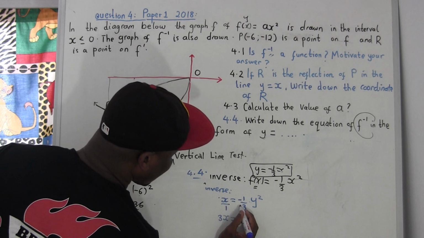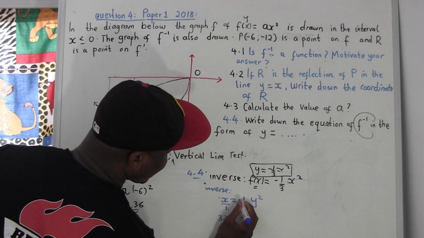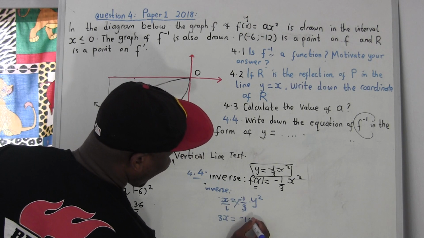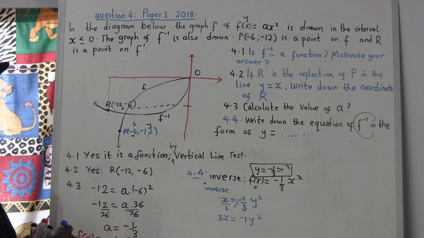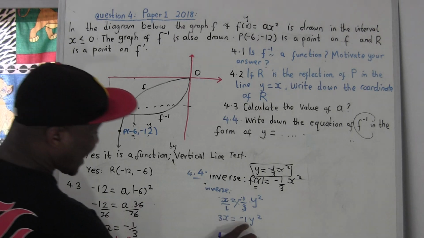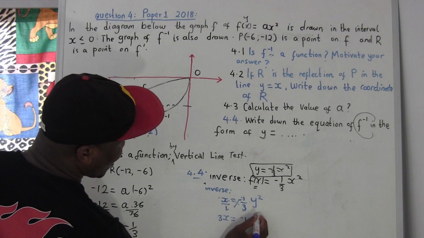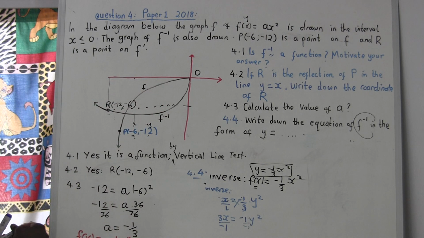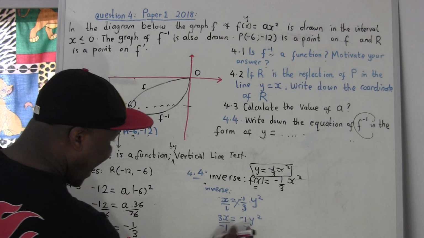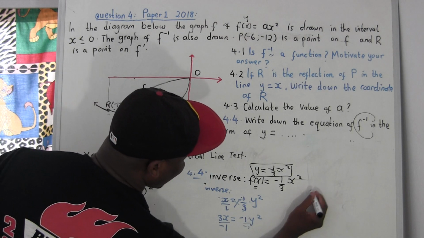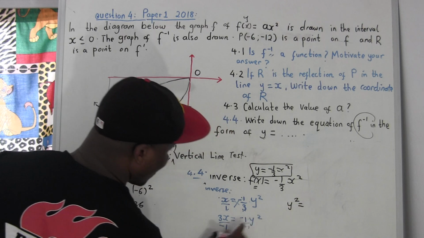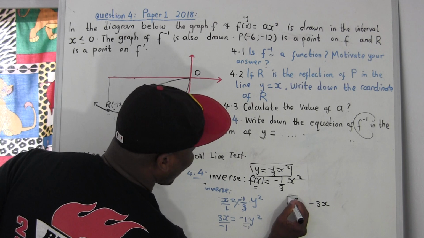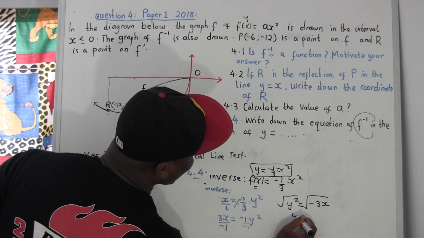You cross multiply: 3 times x is 3x, 1 times negative 1 is negative 1, but we have a y squared on this side. Okay, so now make y the subject. Divide by negative 1 on this side, and divide by negative 1 on the other side, because we don't want this negative 1, we just need y alone. So now y squared equals 3x divided by negative 1, which is negative 3x. Since you want to get y alone, you have to take the square root throughout because you don't need y squared, you just need y.